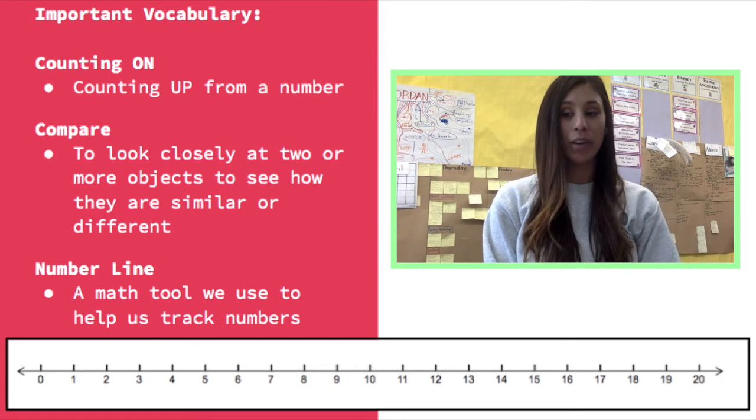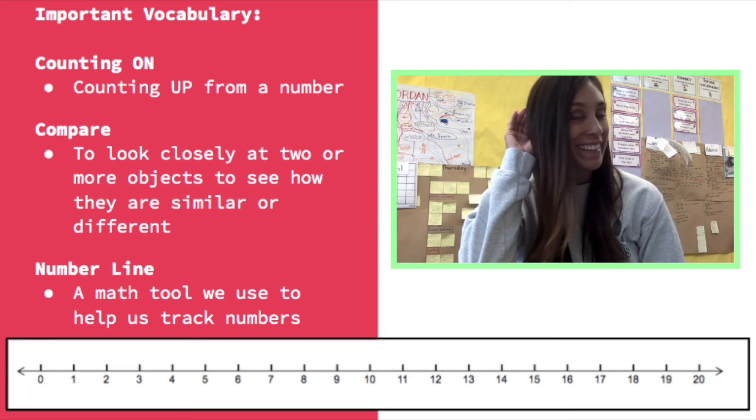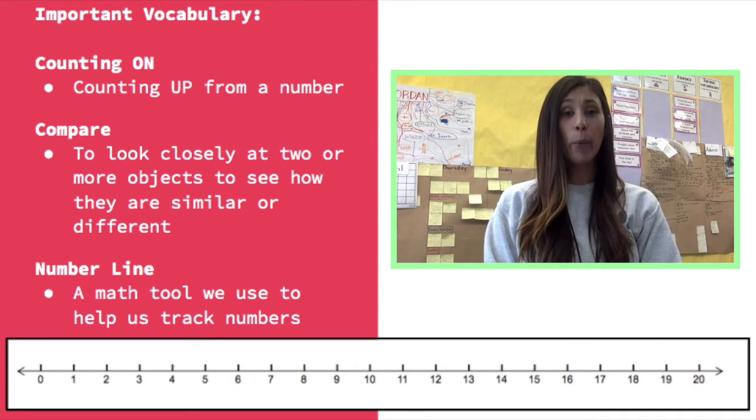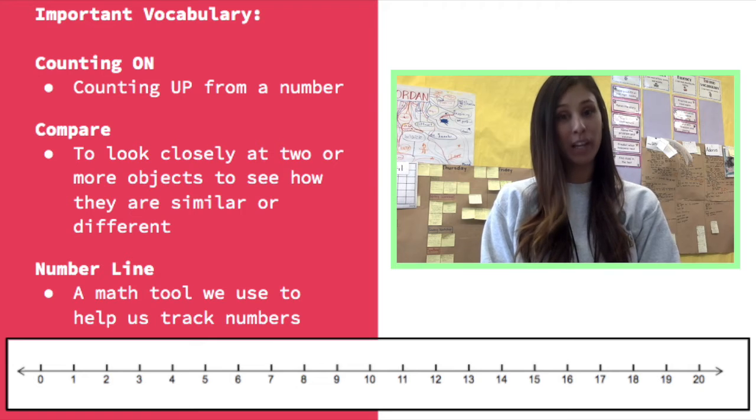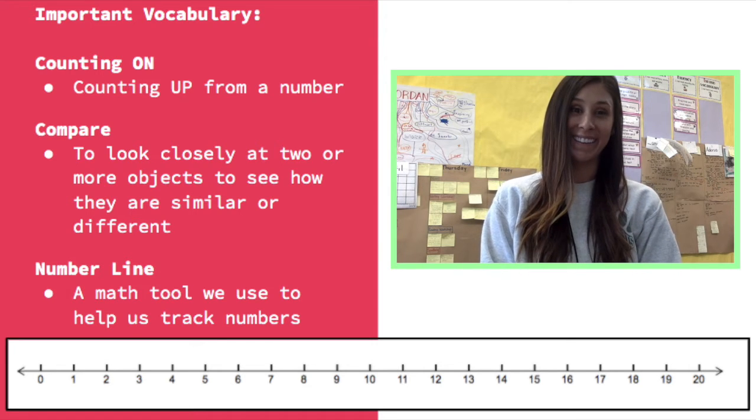Now our second word is compare. Everybody say compare. Nice job. Now when we compare something, all that means is we look closely at two or more objects to see how they are similar or how they're different.